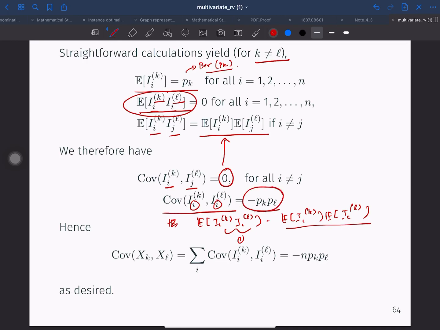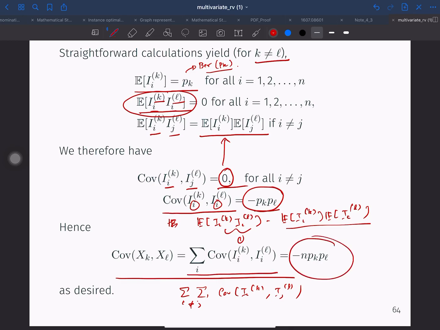And so with that said, by the rule of the linear combination, you will never care about the sum over i, sum over j, with i not equal to j, of the covariance of I_ik and I_jl, which is 0. So we just have the sum over i itself, and that is simply minus n pk pl as we claimed. So in summary, once again, we see that the result for the variance of a linear combination turns out to give us a quite useful result. It's a simple but powerful result.